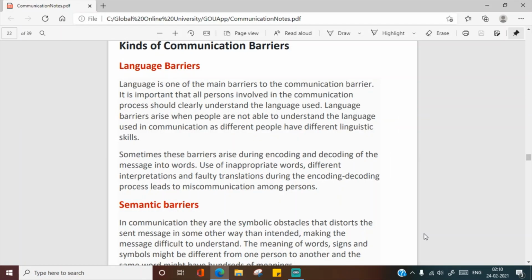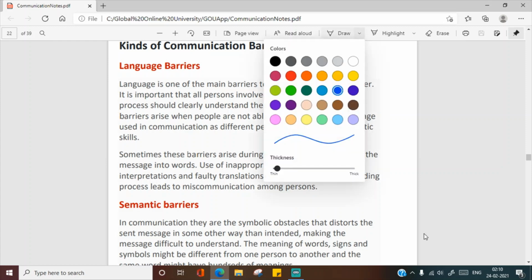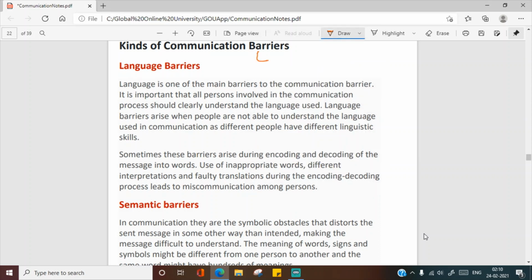Okay, now let's talk about the various kinds of communication barriers. Here, some people might be thinking, what are barriers? Barriers are nothing but the obstacles that come while people are communicating. So these are obstacles, or we can call them hindrances as well.